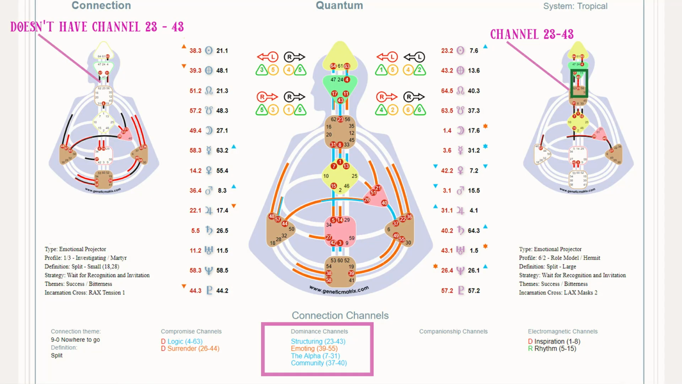So the person who has the whole channel is bringing something new into the life of the person who doesn't have any part of that channel, no gates there. So this means one person may have the 23-43. The other person doesn't have the 23 and doesn't have the 43. So they're receiving this new 23-43 energy from their partner. It's completely new. It's a whole new world.